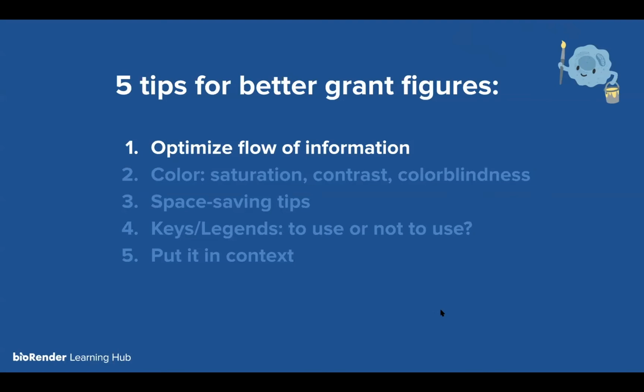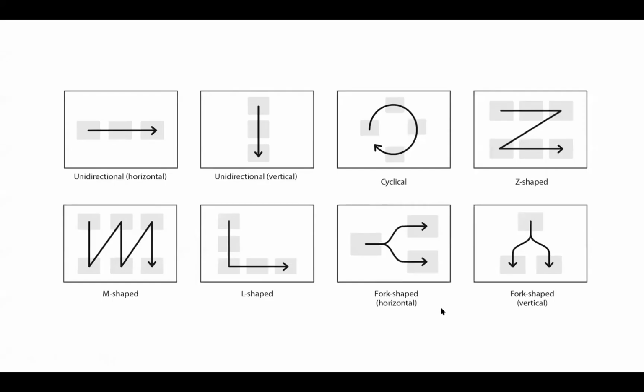All right, so first thing, optimizing flow of information. We try to repeat this at every webinar just so that it stays top of mind, but it's really worth repeating that it's important to follow, generally speaking, one of these 8 compositions. And it creates a really simple shape. It's unidirectional from left to right, up to down. So those are the 2 first boxes. You can select a cyclical formation as well. Z shape is very common, as you saw in a previous slide, for flow diagrams or protocols.